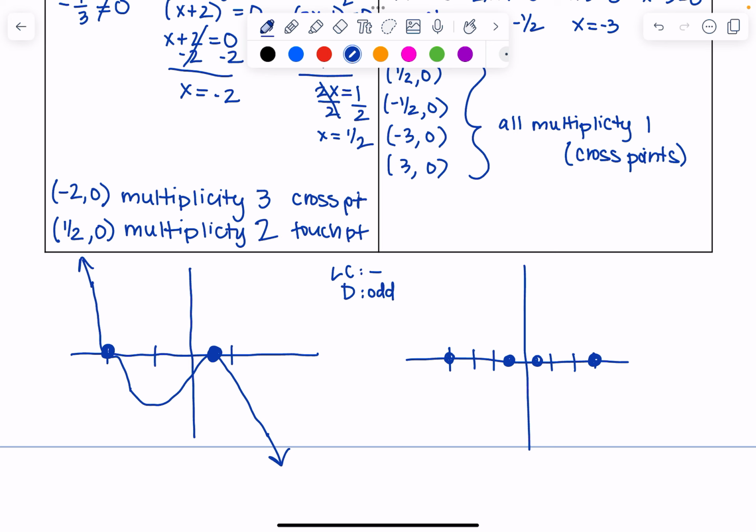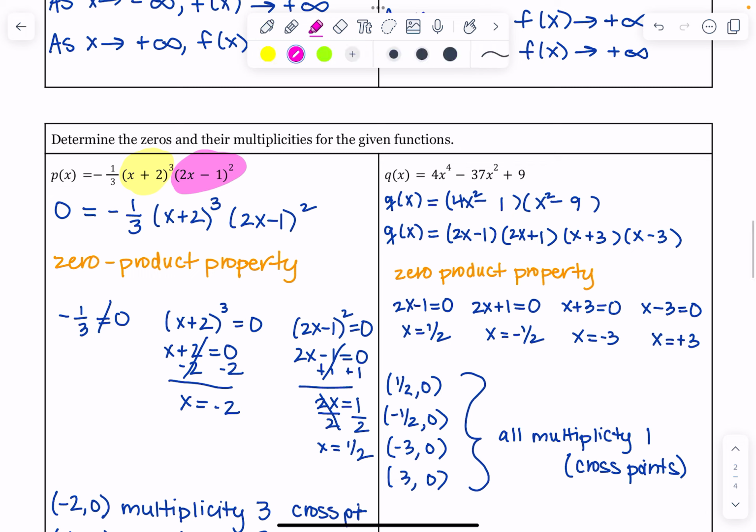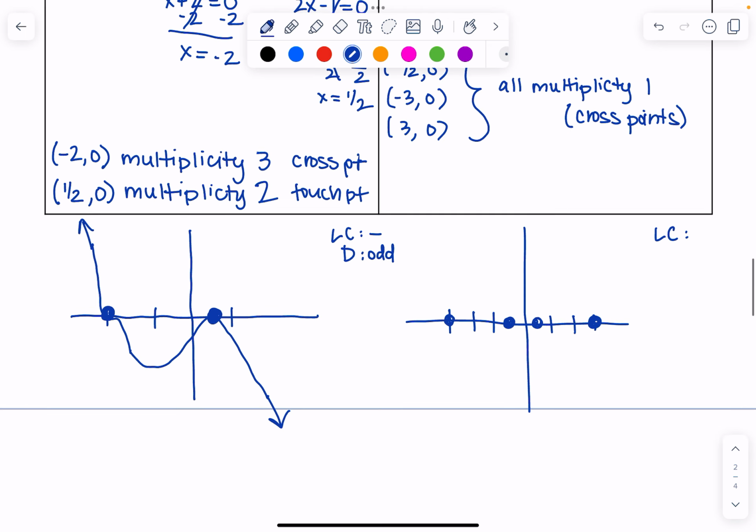Okay, our leading coefficient, they did give us a normal polynomial to start with up here. Our leading coefficient is positive, our degree is even. So our end behavior is going to be here and here. And they're all cross points, so it's going to be sloppy, but we just cross, cross, cross, cross, and finish up.